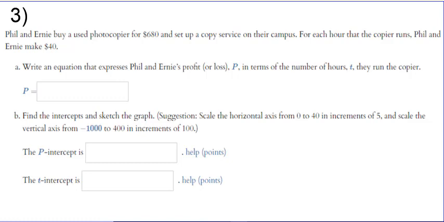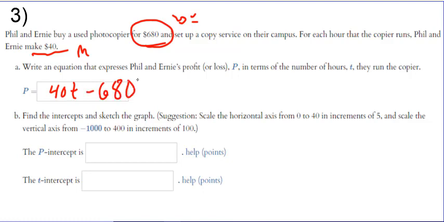Alright, so first things first, let's look at this. Their initial investment before they've made any copies is $680. That's my B, right? For every hour, that's $40. That's my slope, $40 per hour. So we're going to say 40T minus 680, because they're in the hole $680 because they bought a photocopier.